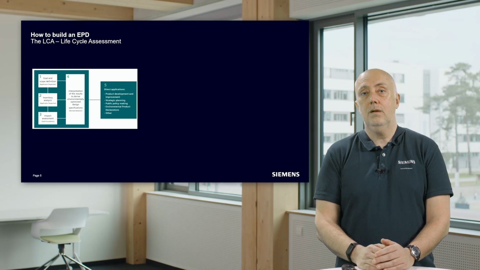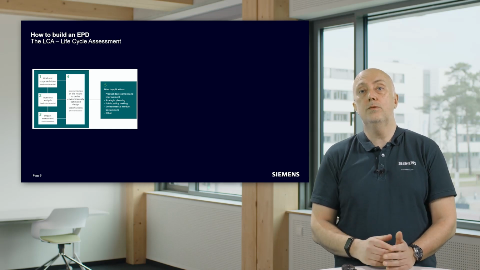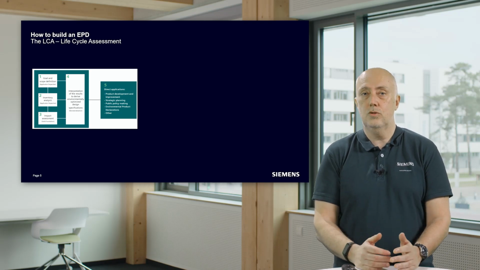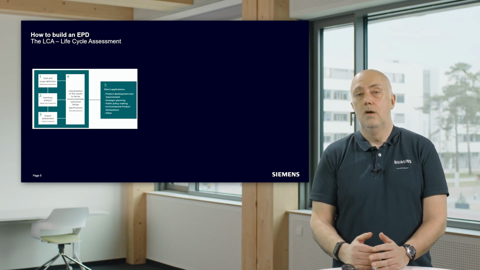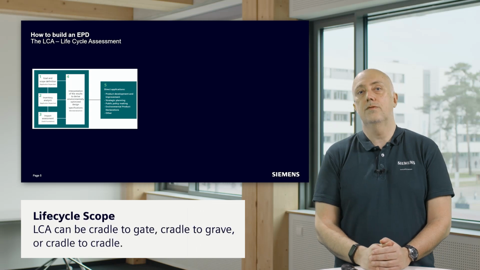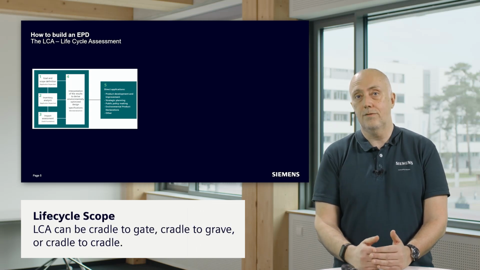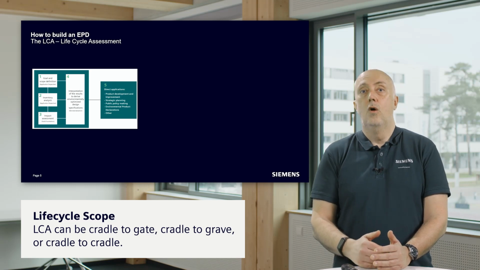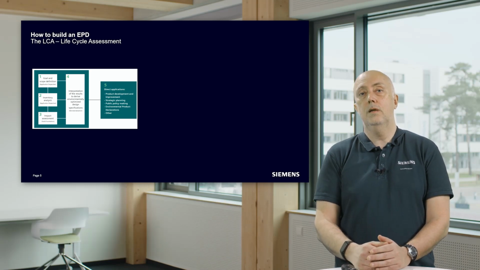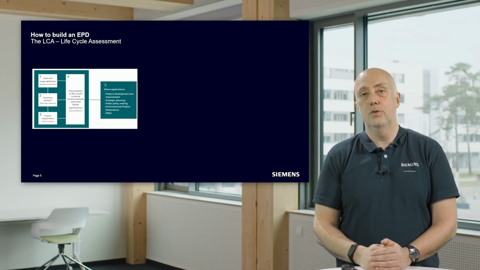This scope will indicate which part of the life cycle you decide to document. So you have LCAs, for instance, for cradle to gate, which stops the documentation at the gate of the factory, or for cradle to grave, which will also include the operation and end-of-life impacts, or for cradle to cradle, which will at the end include the recycling portion of the product.